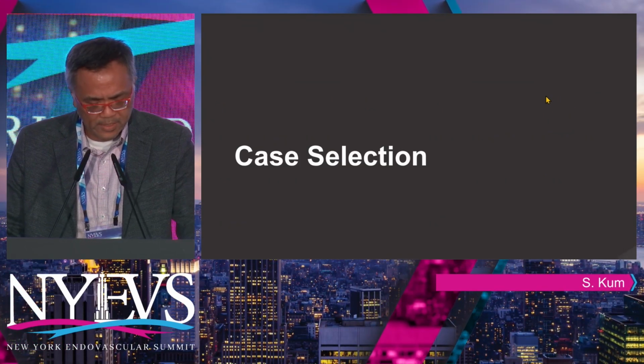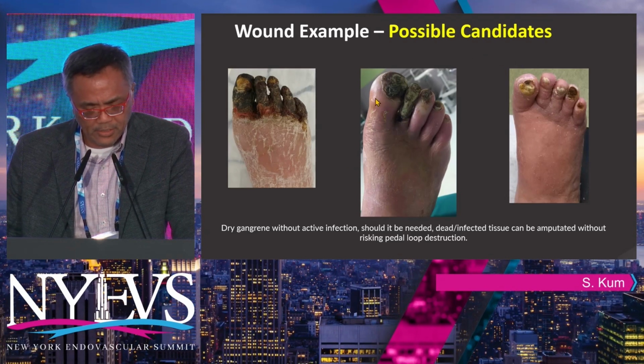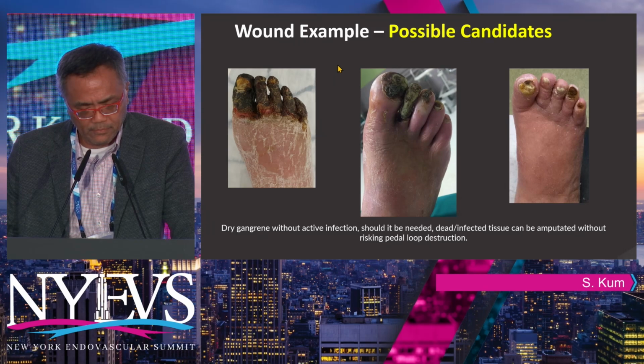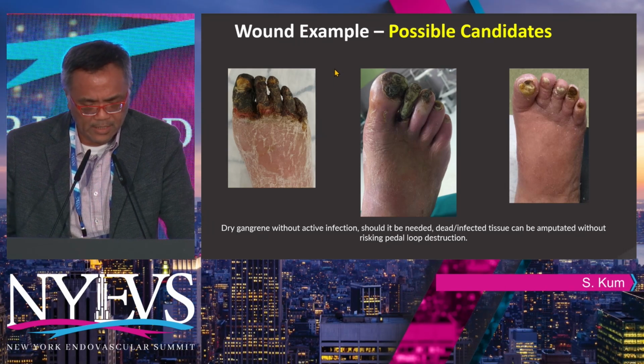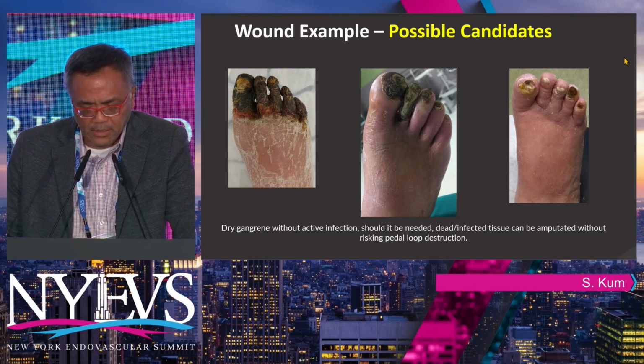So the title of the talk was Case Selection. What are the kind of cases that you want to do a TDAV or venous arterialization? These are possible cases. For those who are not familiar, venous arterialization is used for patients with small artery disease, no obstructive cranial ischemia. These are possible cases.